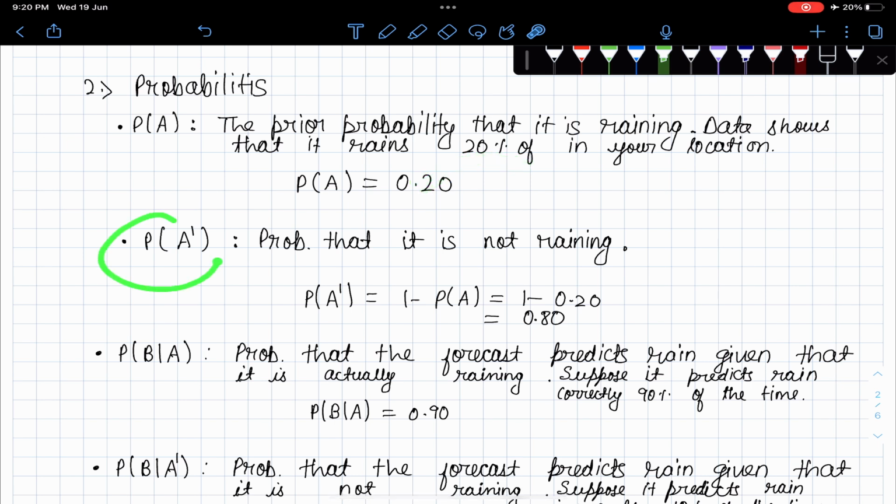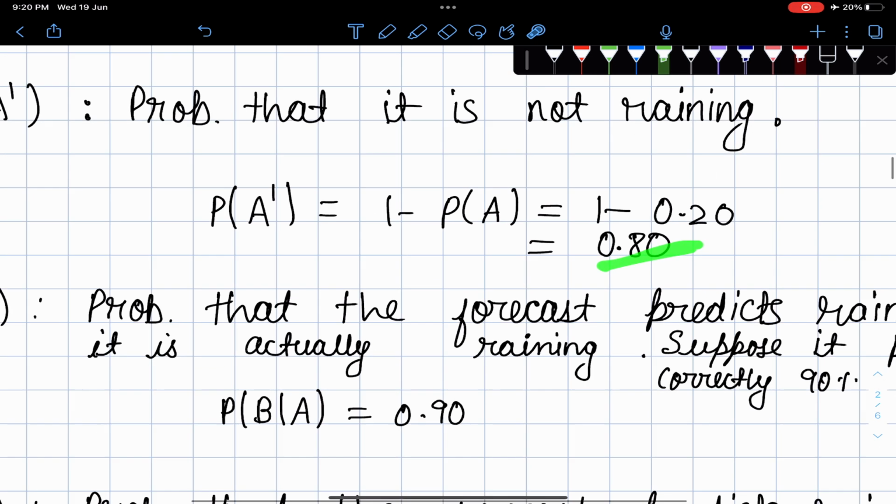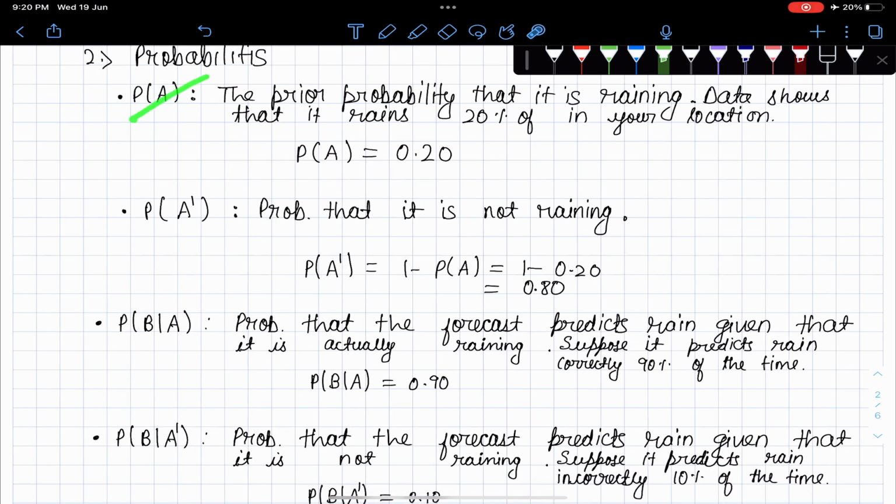Now we have another probability: what is the probability that it is not raining? It is nothing but A prime. Probability of A prime. A prime is just a symbol. So it is nothing but 1 minus the probability that it is raining. So 1 minus 0.20 is 0.80. This is the probability that it is not raining. We have found two probabilities.